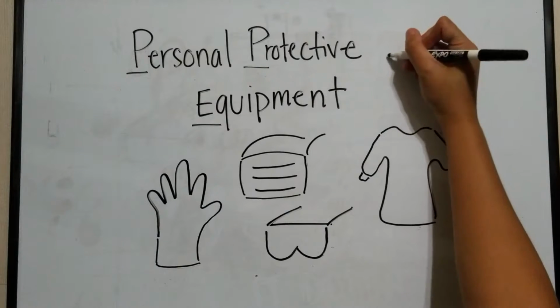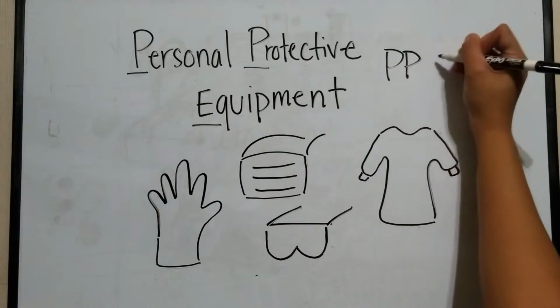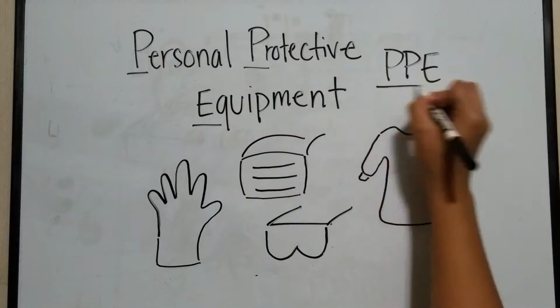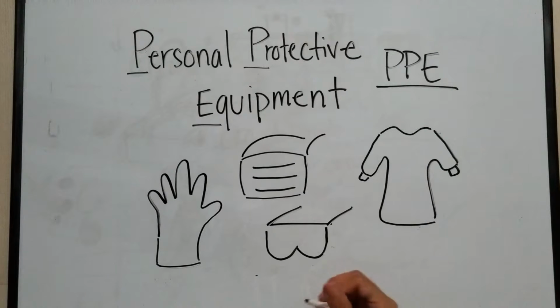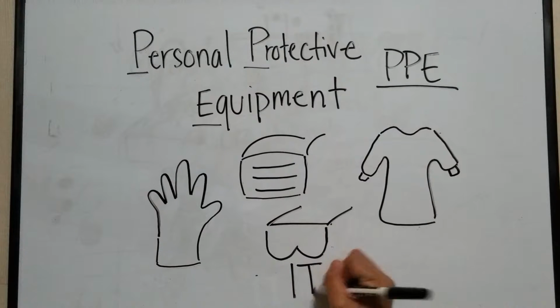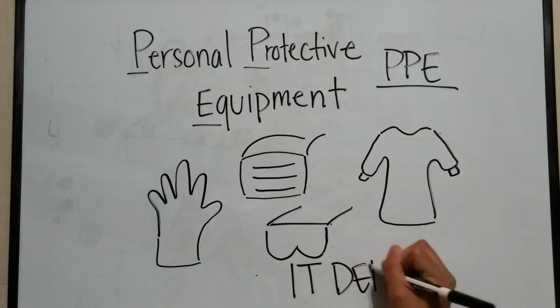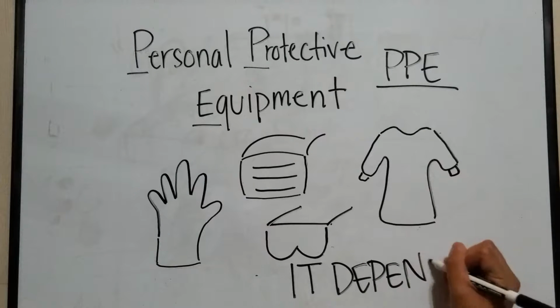Appropriate personal protective equipment, or PPE, should also be used for infection control. This can include gloves, masks, goggles, or gowns. What PPE to use can depend on the patient.